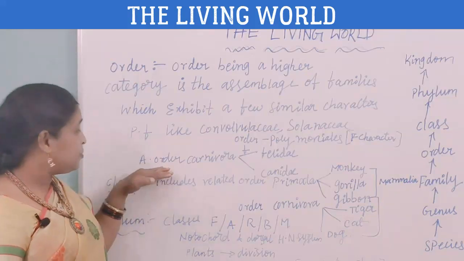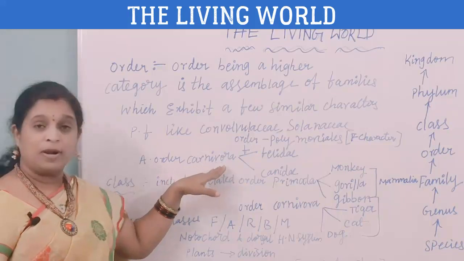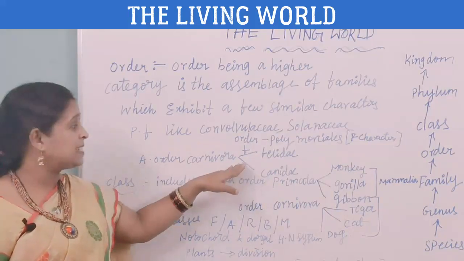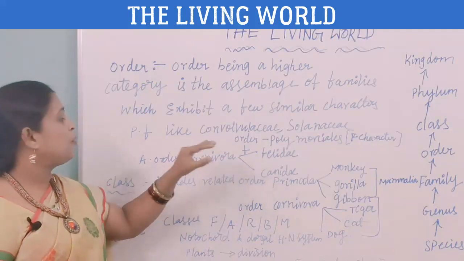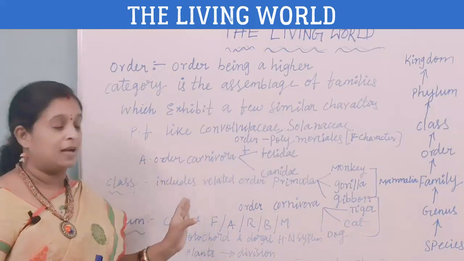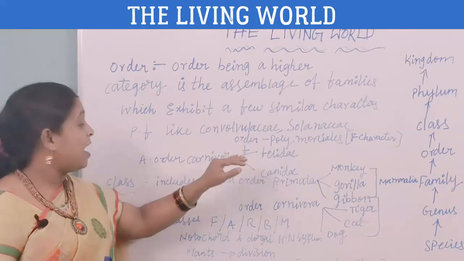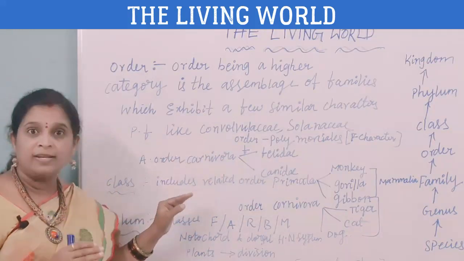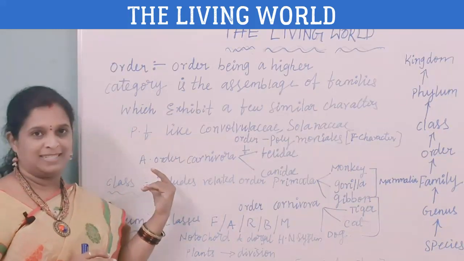And coming to the animal order, Carnivora includes families like Felidae and Canidae. Those families, Felidae and Canidae, come into the order called Carnivora in animals.